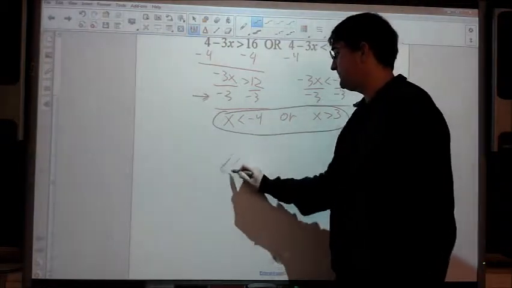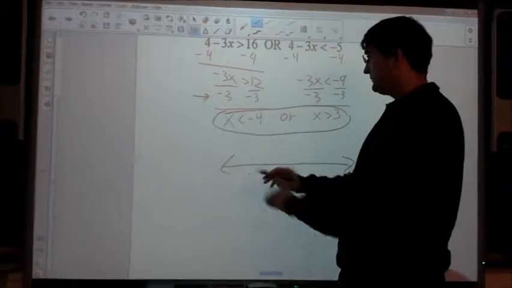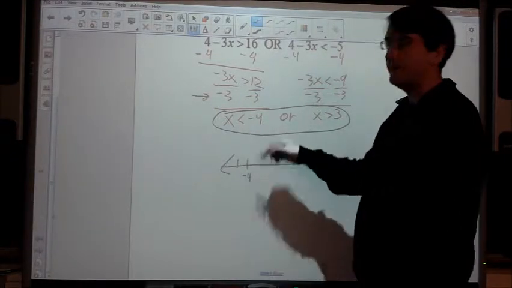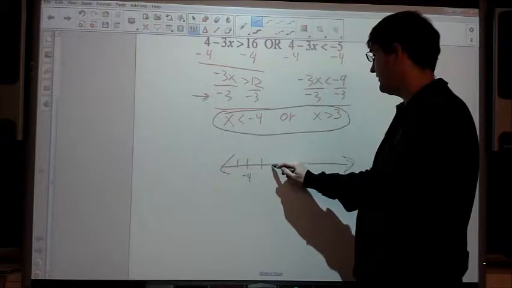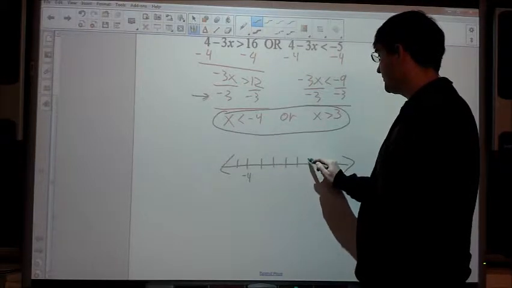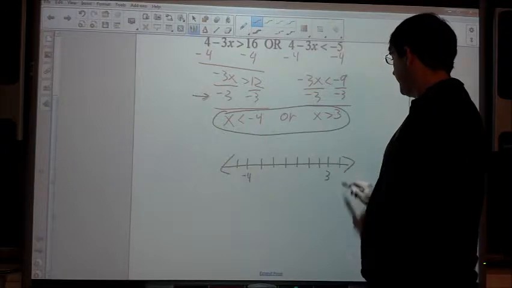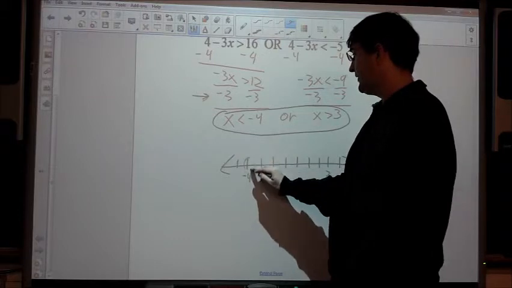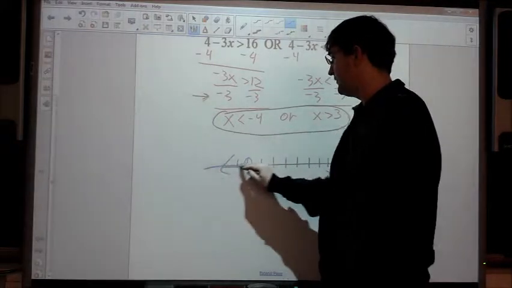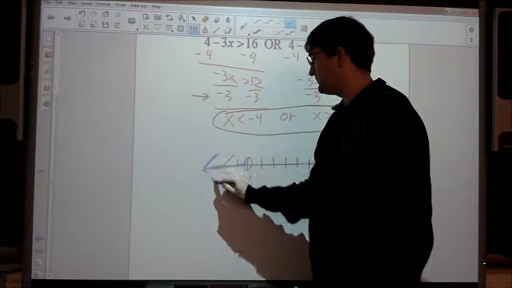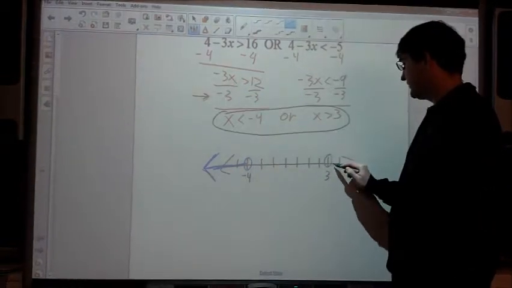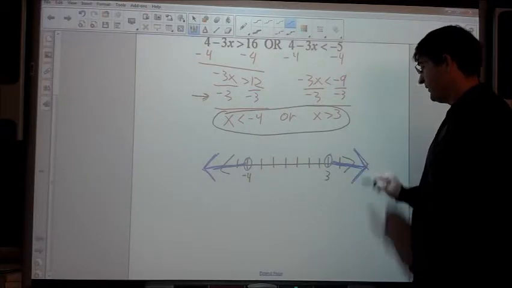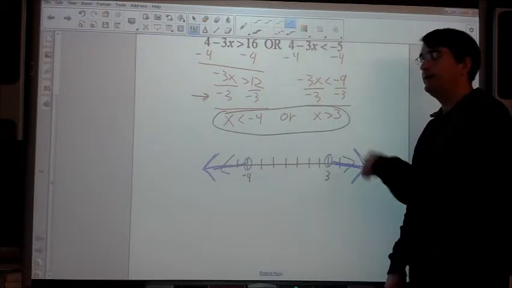And so when we graph it, I'm going to need a little bit more space, so I have negative 5, negative 4. I'm going to cheat a little bit and not actually label everything, so negative 3, negative 2, negative 1, 0, 1, 2, 3, and then that's 4 over there. And so I have an open circle on the negative 4 with an arrow going to the left, and I have an open circle on the 3 with an arrow going to the right. And so that's my answer.